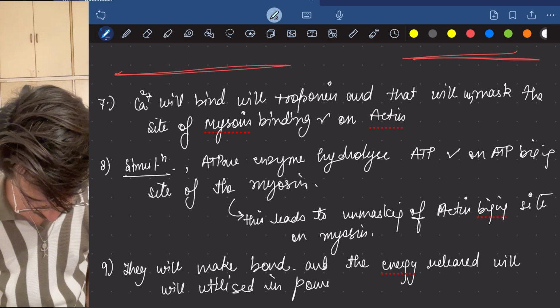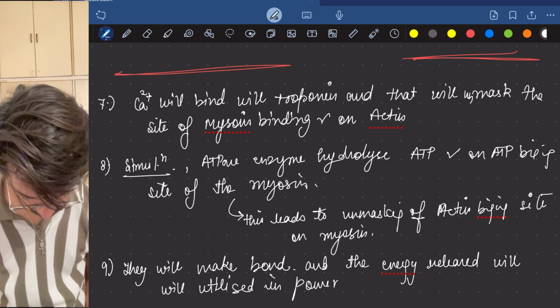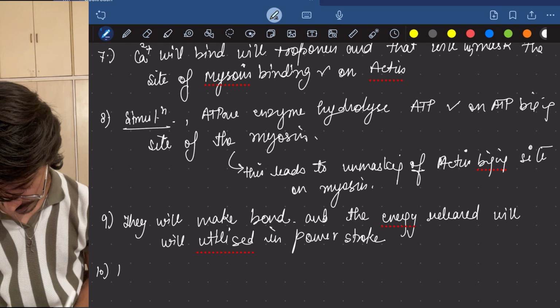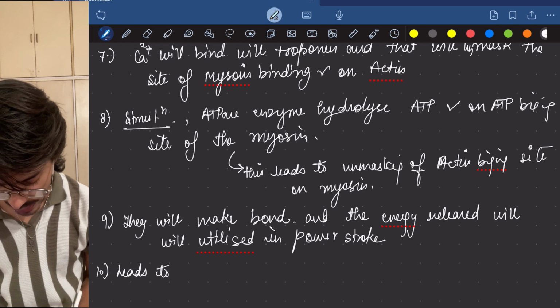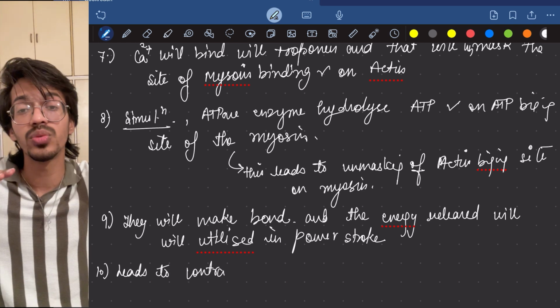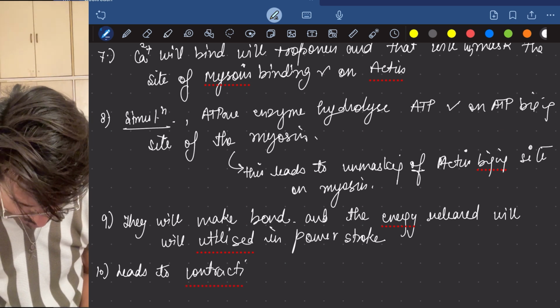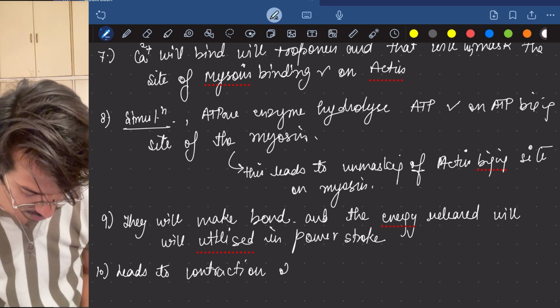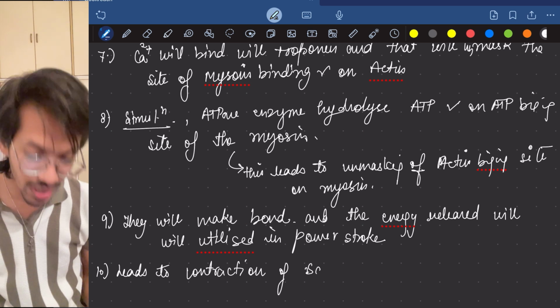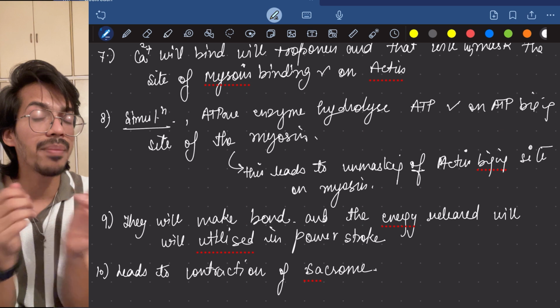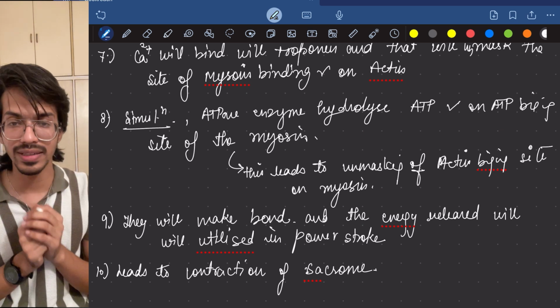Power stroke leads to contraction, or pulling, of the actin filaments inward. This leads to contraction of the sarcomere. Simultaneously it is occurring everywhere, and if it occurs everywhere, what will happen? Your muscle will be contracted.